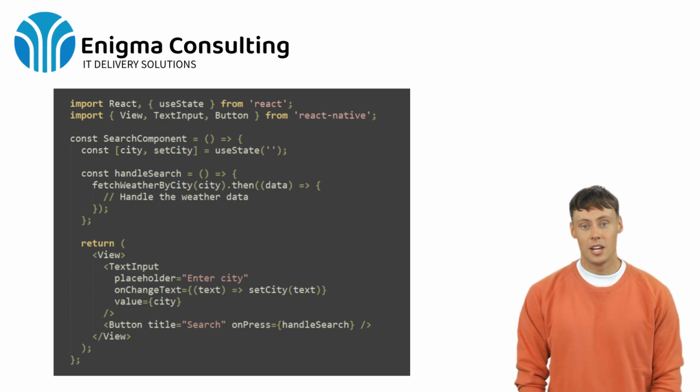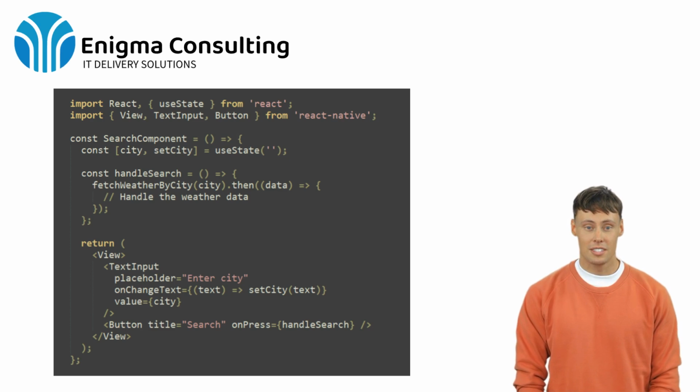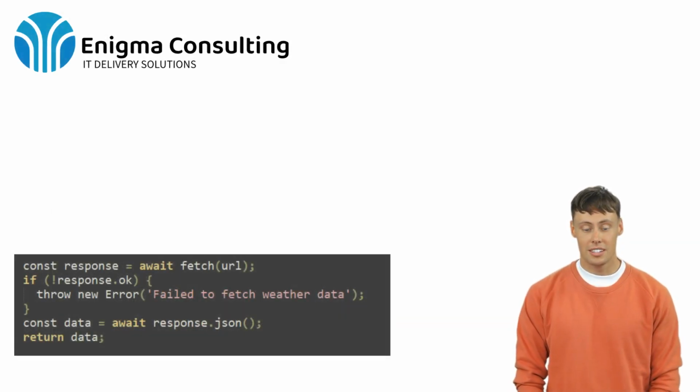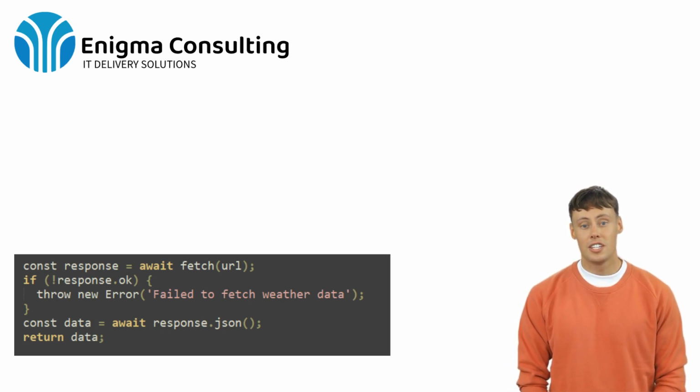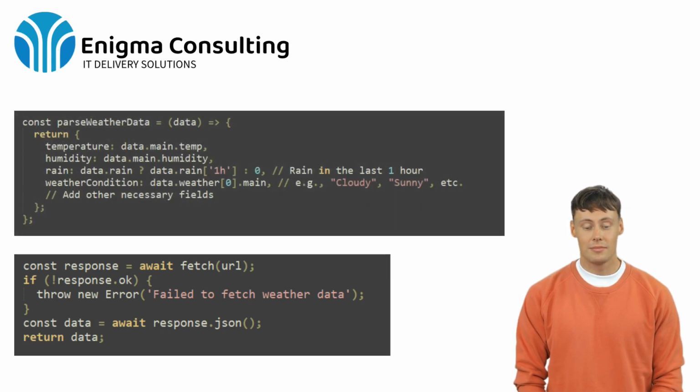With the search functionality in place, you can proceed to fetch and display the weather data, including graphics to represent the weather, handling units, and showing rain and humidity. Once you've fetched the weather data using the functions from the previous section, you'll need to parse it to extract the information you need. Here's an example of how you might structure the parsed data.